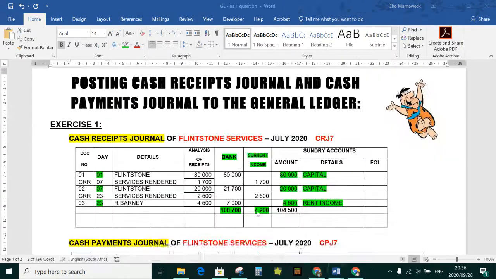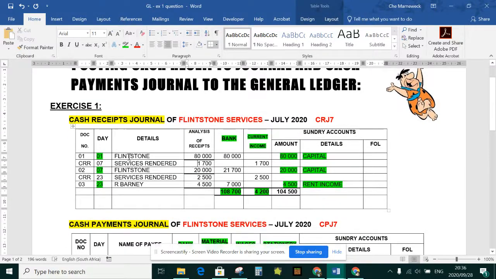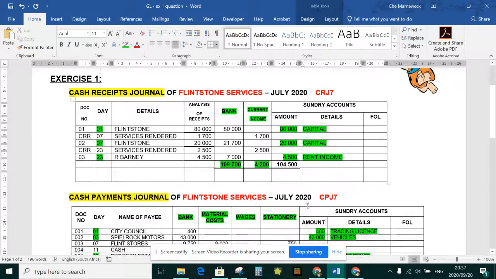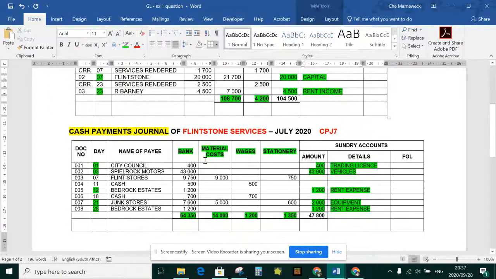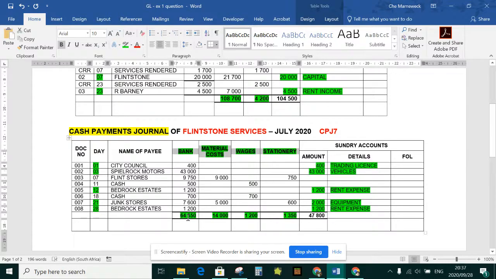If we have a look, you will see that for any column heading, I have highlighted the total of that column, and for any amount in sundries, I've highlighted the individual amount. I've done it for the receipts and the cash payments journal. So for all of our columns, from bank to stationery, I've highlighted the totals, and for anything in the sundry account, I've highlighted the individual amount.